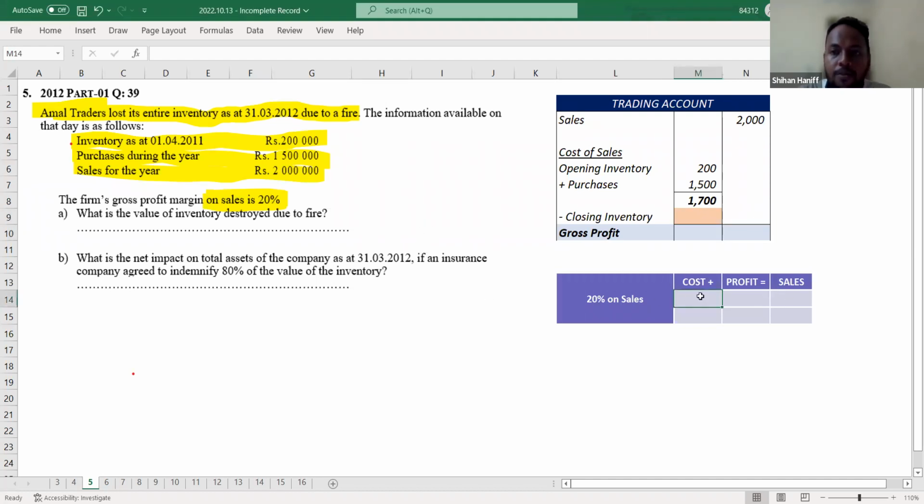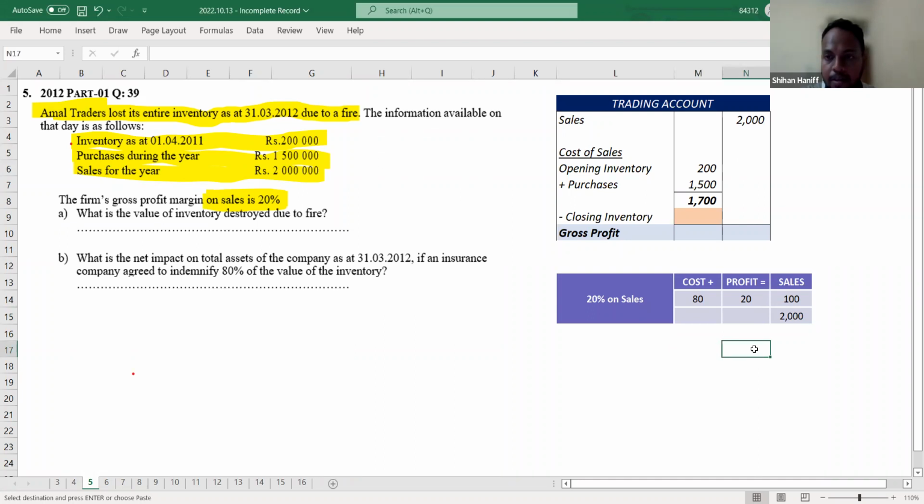Right. So 20% on sales means sales 100, profit 20, cost is 80. On sales, you have to go this way, this side. Okay. If the sales is 2000, how much is the profit? How much is the cost? So this is very simple.